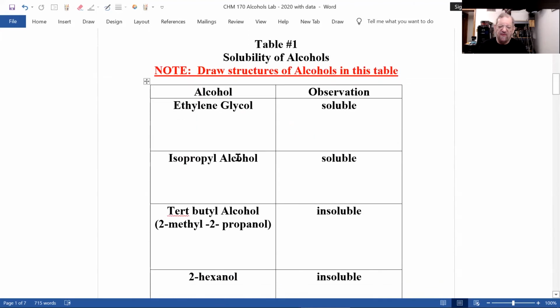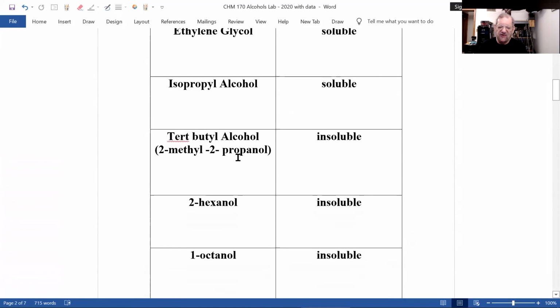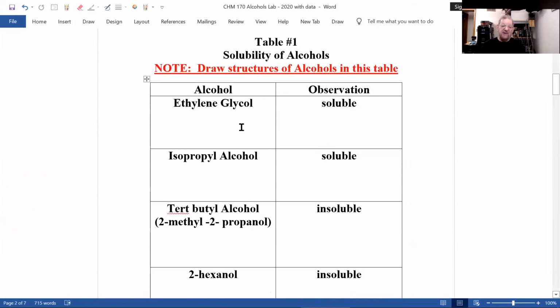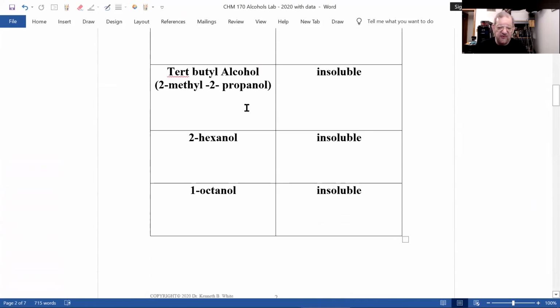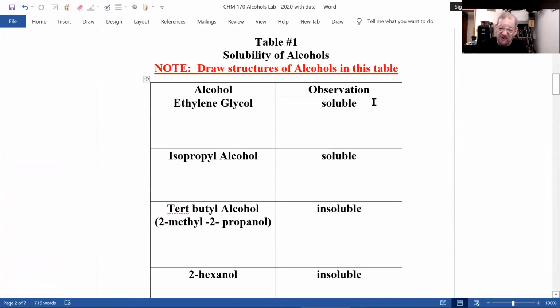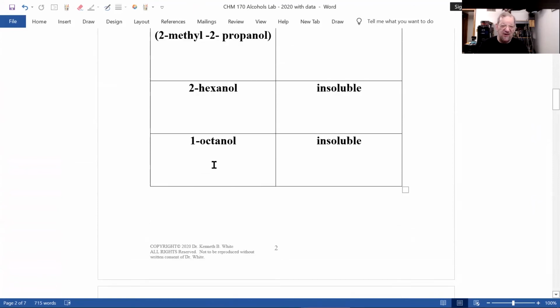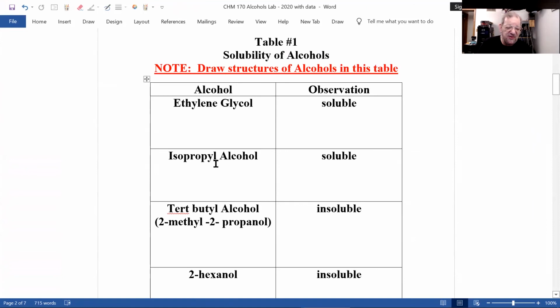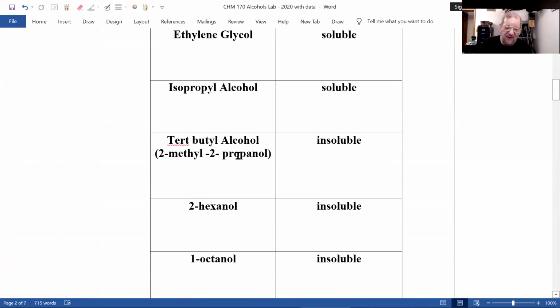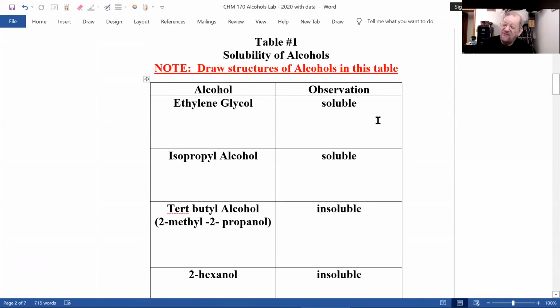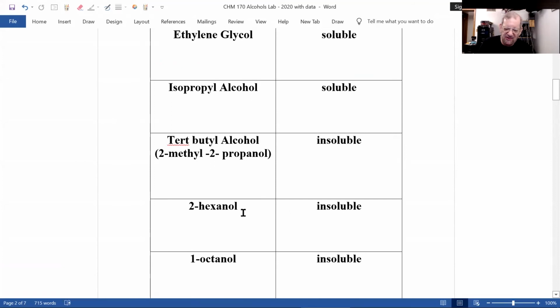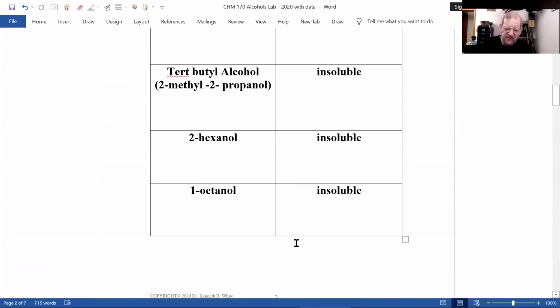Now, if we were in the lab, I'd give you this table and you'd go in the lab and mix these alcohols with water and see if it's soluble or not. Now, we're not going to do that because I don't think you have these at home. I'm sure you don't have 1-octanol at home, and you probably don't have tert-butyl alcohol, otherwise known as 2-methyl-2-propanol. So I've given you the results. This one's soluble, soluble, insoluble, insoluble, insoluble.